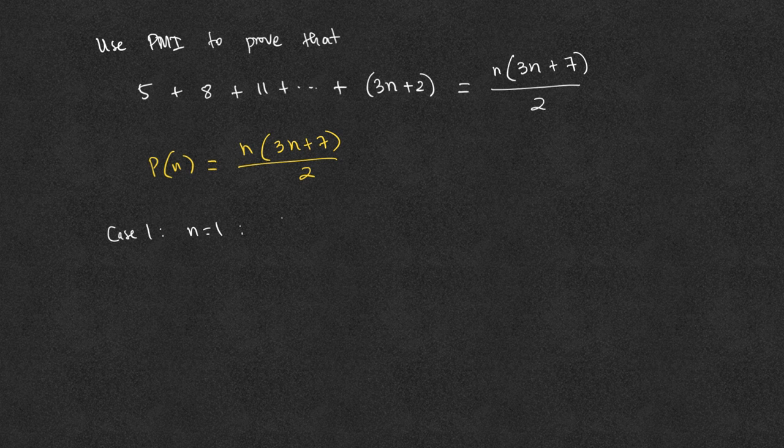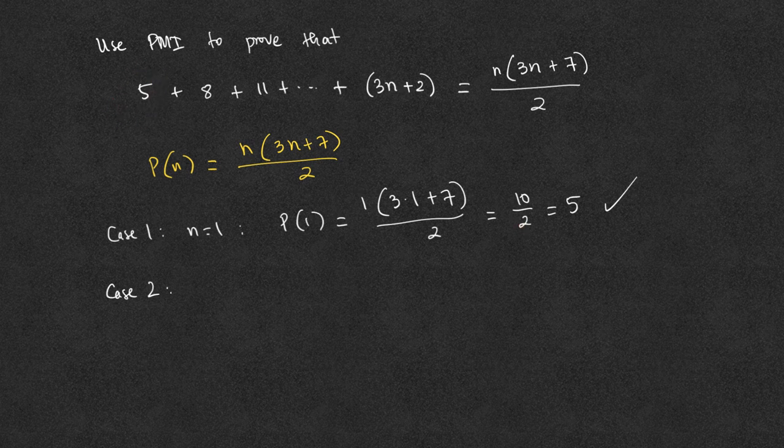When n equals 1, P_1 is 1 times (3 times 1 plus 7) over 2. With n equals 1, there is one term only. This is 10 over 2, which is 5. So we establish the base case for n equals 1. The sum of one term only is 5. Then we move on to the induction case, when we assume the statement is true for n.